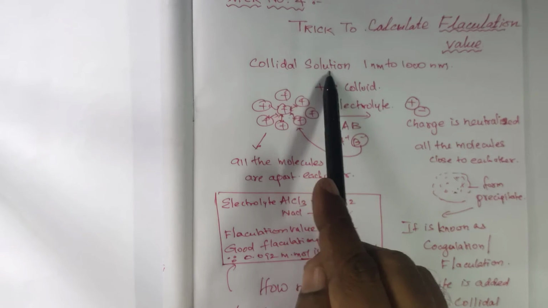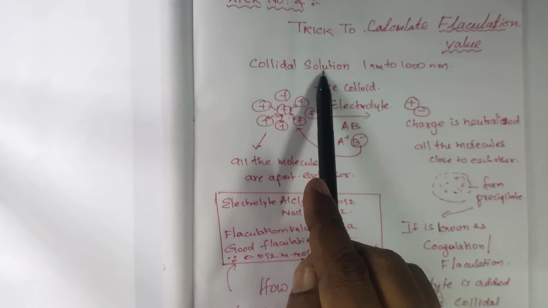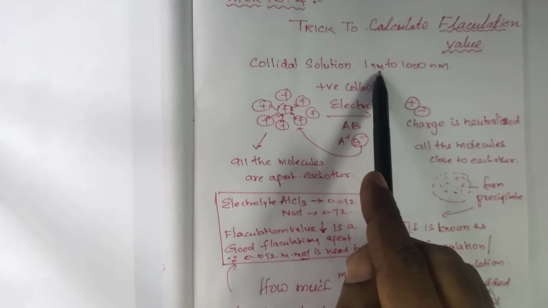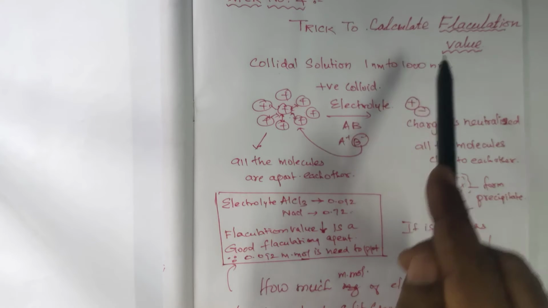What is the meaning of colloidal solution? A colloidal solution is nothing but a solution in which the particles have a size between 1 nanometer and 1000 nanometers.